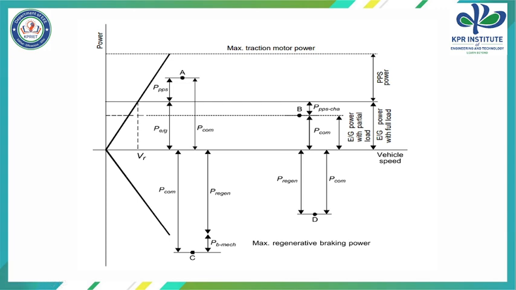In this diagram, this is our vehicle speed axis. The upper line indicates the maximum traction motor power, and the lower line indicates the maximum regenerative braking power. In the maximum SOC strategy, we have point A, point B, point C and point D. We know that point A represents the commanded traction power.